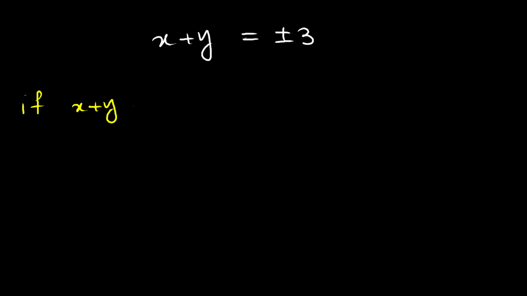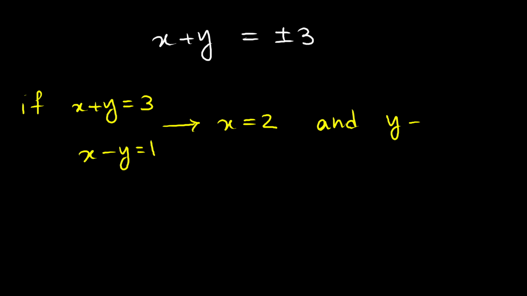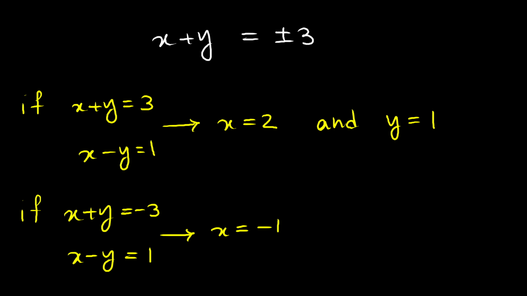If x plus y equals 3, since we know that x minus y equals 1, we can say that x will equal 2 and y will equal 1. But if x plus y equals negative 3, since we know that x minus y equals 1, we can say that x will be negative 1 and y is going to be negative 2. By the way, looking at these two solutions, we can see that x times y is going to be 2, so they are valid solutions.